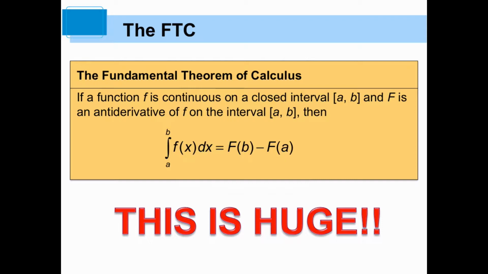Just so we understand what's going on here, what does capital F mean? If we start with f of x, what is capital F? The integral. The integral, correct. The antiderivative of f of x. So in simplistic terms, what this means is we're going to find the antiderivative, we're going to plug in b, we're going to plug in a, and then we're going to subtract the two. And that'll give us the area under the curve.